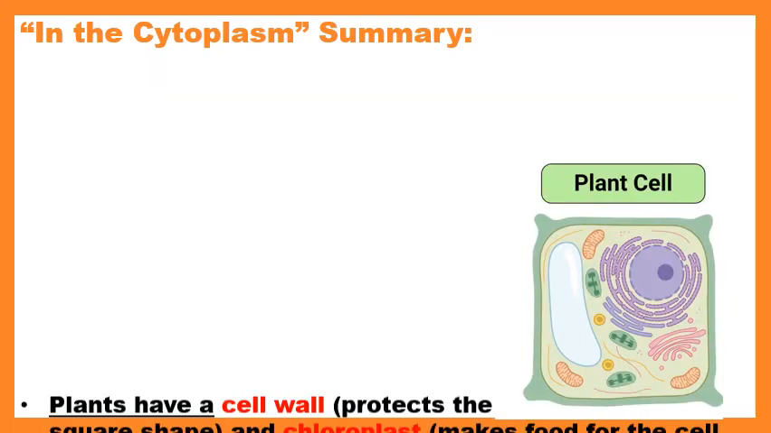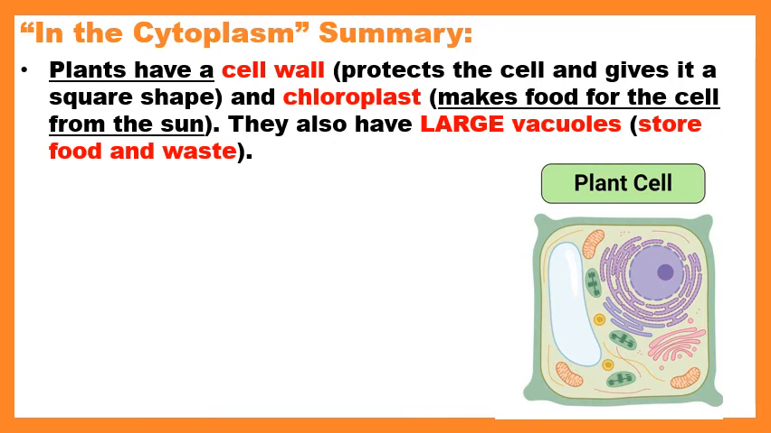All right, let's start off with plant cells. So here's a picture of a plant cell, and you notice that it's square shape. And that's because plants have a cell wall. So plant cells almost have like a double fence. They have a cell membrane, and then they have a cell wall. And so the cell wall is just extra protection, and it also gives plants their square shape.